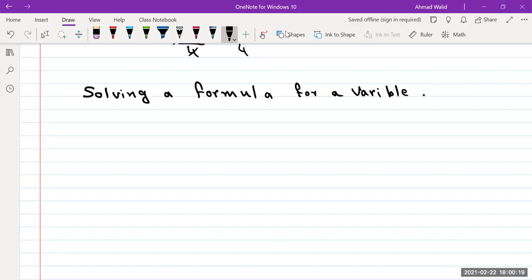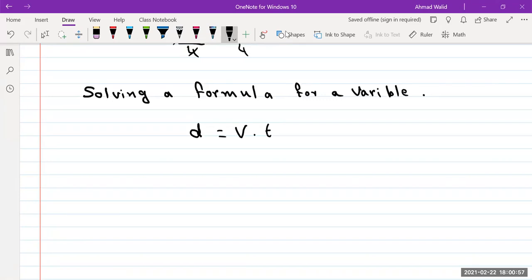Let's consider a very simple formula. Distance equals v times t. Velocity times time always gives you distance, correct? Maybe you saw this formula in grade 6, 7, or 8 of school: d equals v times t.